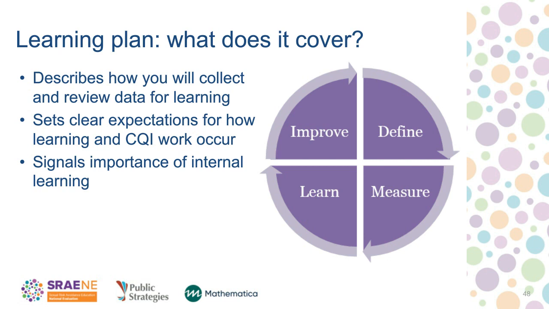So if you think about what you need to touch on in a plan, you can really divide it into these 4 quadrants that I have here. Define is what are the priority outcomes that you're going to track. Measure, how are you going to track them. Learn, how are you going to share the data, and improve. So what's your process for improving when you identify challenges or areas to improve?